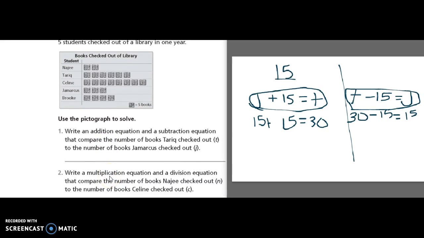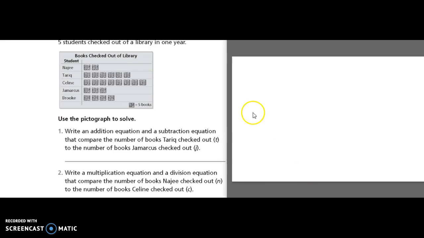All right, let's try one more. This says write a multiplication equation and a division equation that compare the number of books that Nahi checked out, which was N, and the number of books that Celine checked out, which was C. All right, so we're going to do the same kind of thing, but this time with multiplication and division. So in the last one we had to subtract to find the difference, but since this one we are using multiplication and division, we're going to have to do the multiplication comparison problem to figure out the difference. So we need to figure out how many books each person read first.